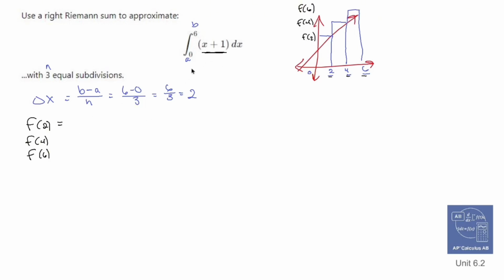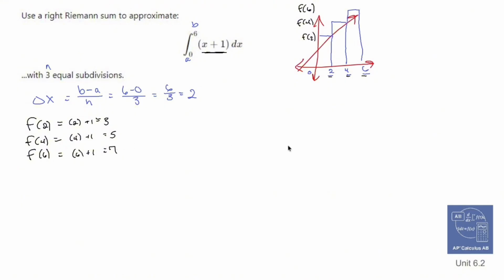So f of 2, and this is very friendly, f of 2 is going to be x plus 1, so 2 plus 1, which is 3. F of 4 is going to be 4 plus 1, which is 5. And f of 6 is going to be 6 plus 1, which is 7.